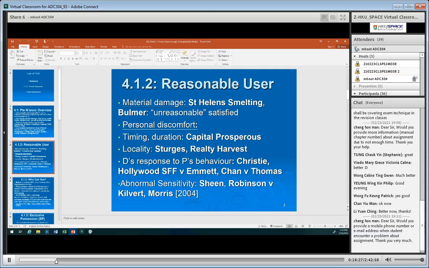The timing and duration of the interference. Capital Prosperous and Sheen is a must-know case, because remember, having a shower at night was not an unreasonable time, because Hong Kong people go to bed late.